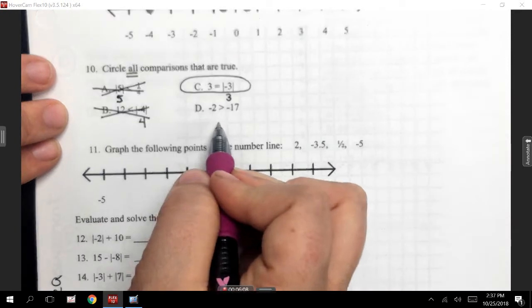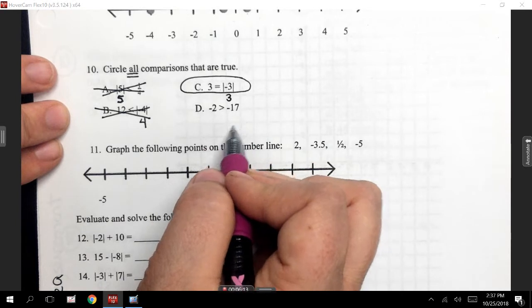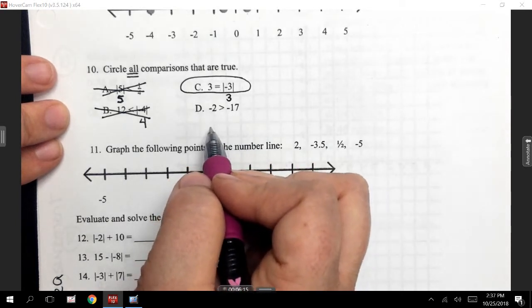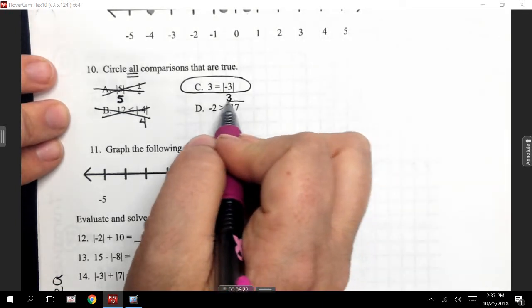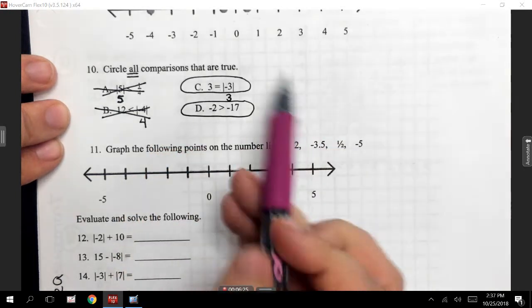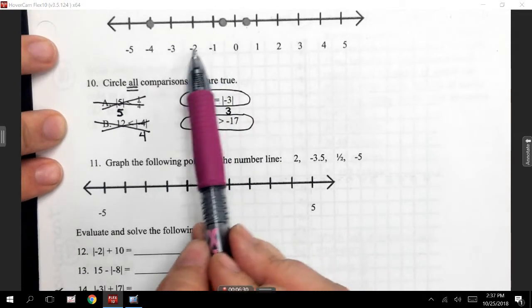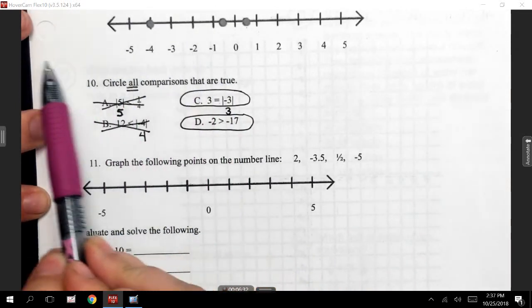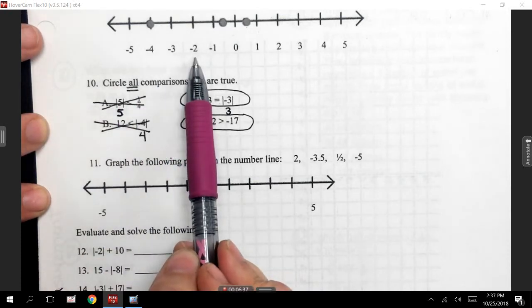All right, D, it says negative 2 is greater than negative 17. Negative 2 is closer to my positive numbers. It's closer to 0. So is it bigger than negative 17? Yes, because it's closer to my positive numbers. If I look at this number line, here's negative 2. Negative 17 is going to be way back here in the back. The one further to the right is negative 2, which means it is greater. Remember, right means great, like Tony the Tiger.